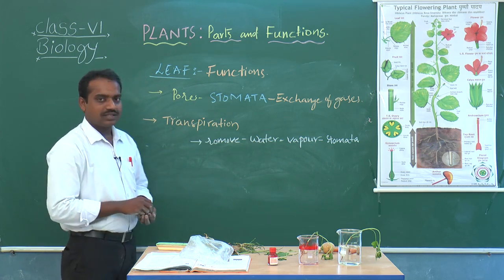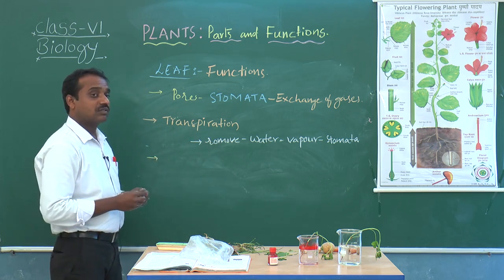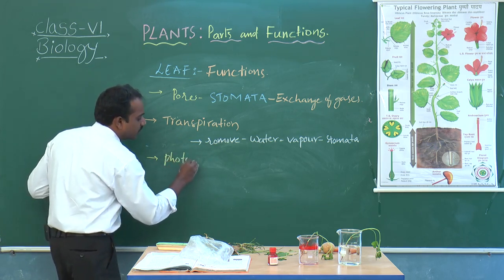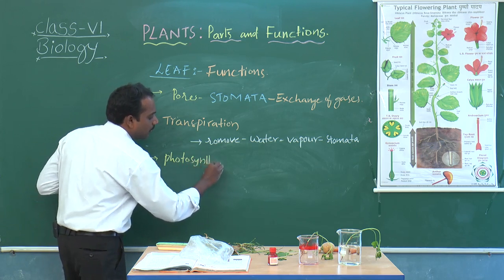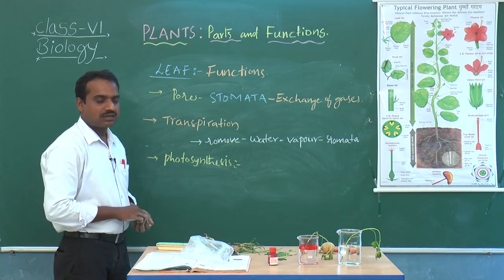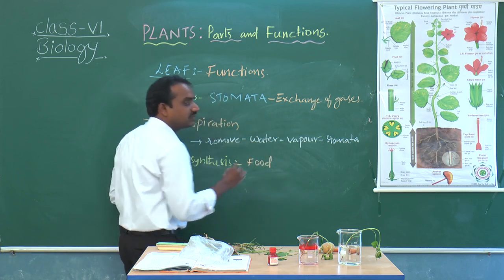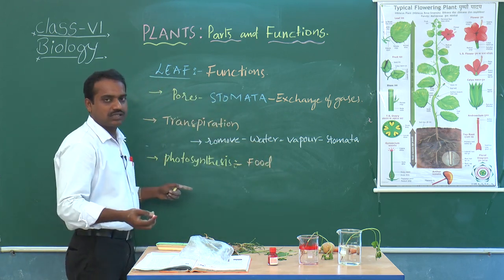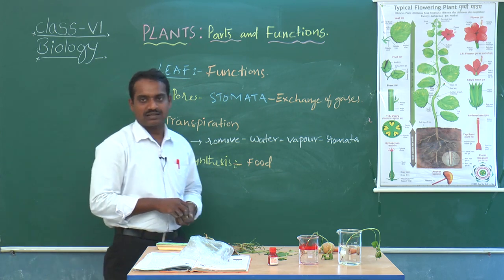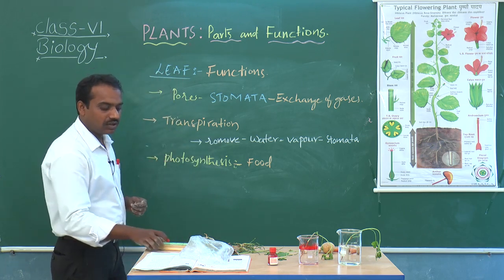Now, let us discuss one more function of the leaf. The leaf also performs one of the most important functions called photosynthesis. Photosynthesis is a process by which plants prepare their food on their own. We will discuss more about photosynthesis in the coming classes. Let us discuss one more part of the plant called the stem.